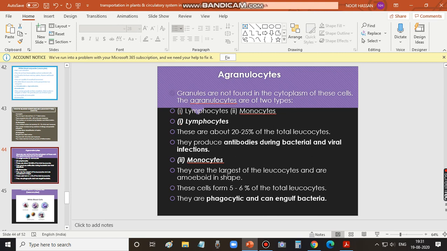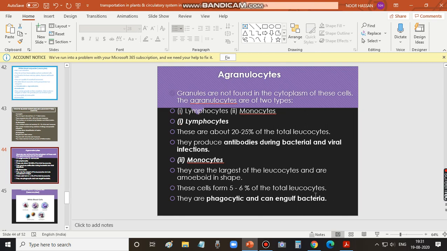Monocytes are the largest of the leukocytes and are amoeboid in shape, that is, amoeba-like in structure. Monocytes form 5 to 6% of the total leukocytes. They are phagocytic and can engulf bacteria. The word phagocytic, phago, refers to engulf. So, they can engulf bacteria. In that way, they help us to protect our body from bacterial or any pathogenic infection.